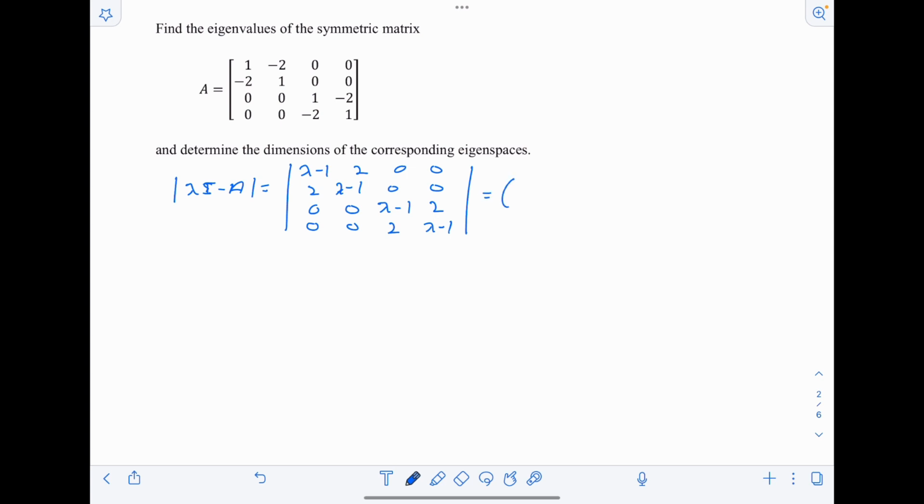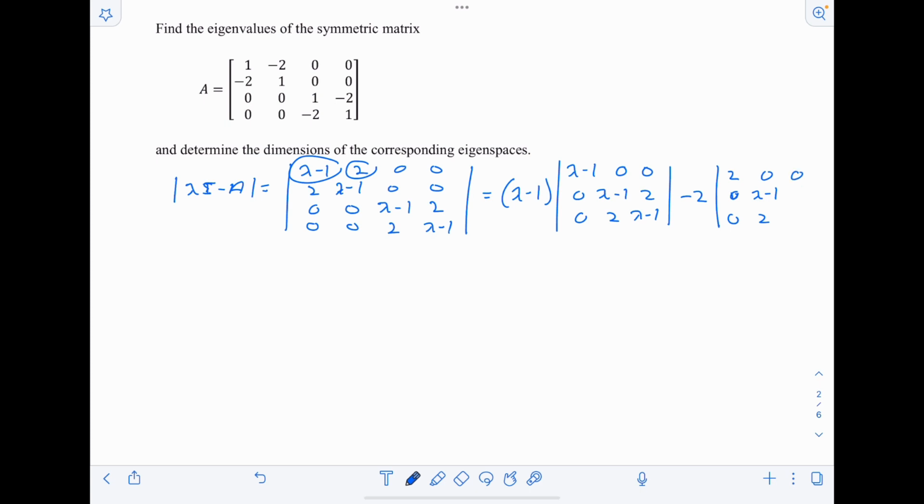So I'm just going to start up here with lambda minus 1. So we'll have lambda minus 1 times the determinant of that lower right corner, which is lambda minus 1, 0, 0; 0, lambda minus 1, 2; and 0, 2, lambda minus 1. And then I'm going to go across to the next 2, so minus 2 times the determinant of, I'm going to do the columns this time, it's a little bit easier. So 2, 0, 0; 0, lambda minus 1, 2; and 0, 2, lambda minus 1.